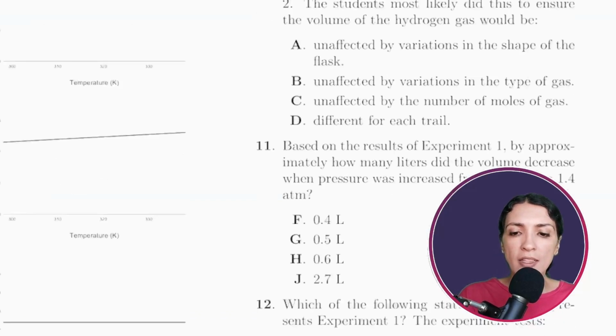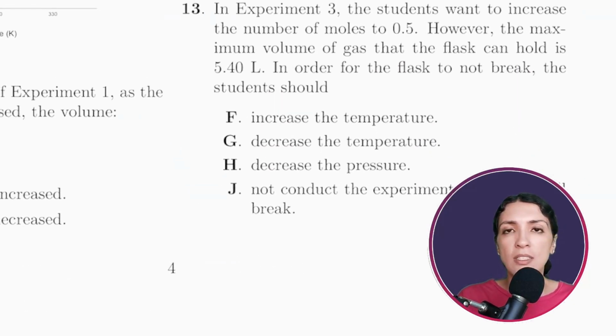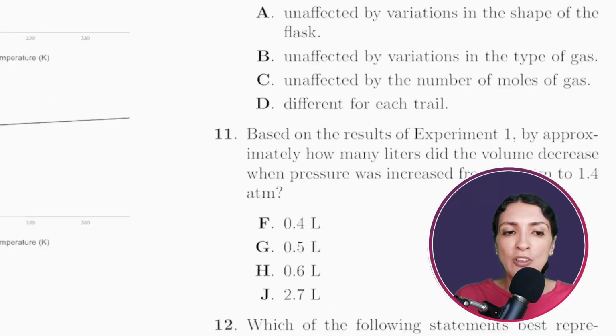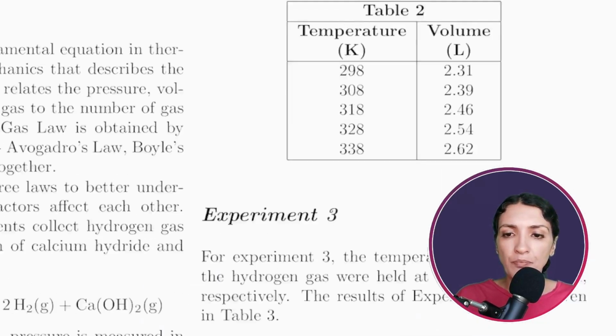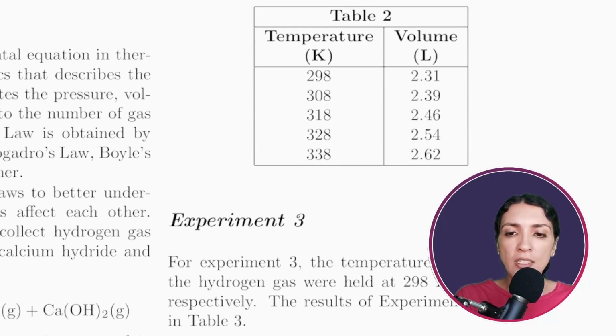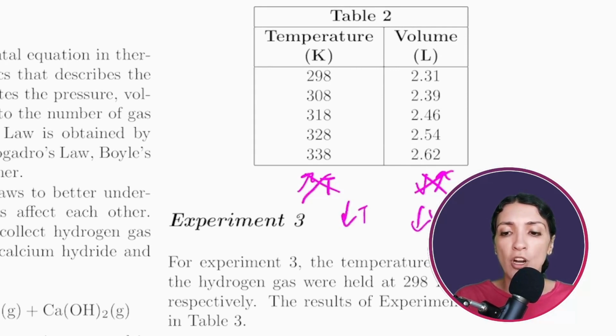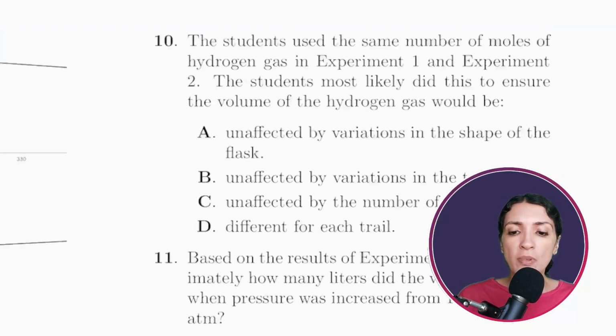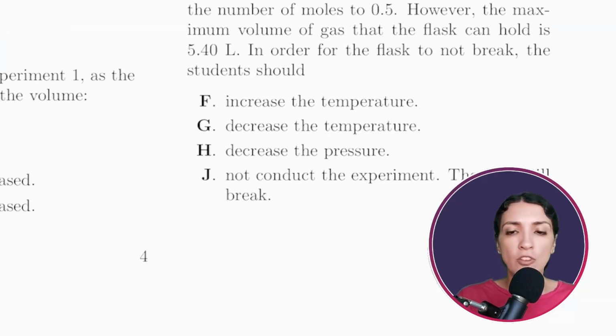So let's look at the answer choices. One of them is saying increase the temperature, decrease the temperature, or decrease the pressure, or do none of them. So let's go back to the experiments and see. In experiment 2, if we increase the temperature, we've already established volume will increase, which is not what we want. However, if we drop the temperature, volume would drop. So that would be the correct answer, which would be choice G.